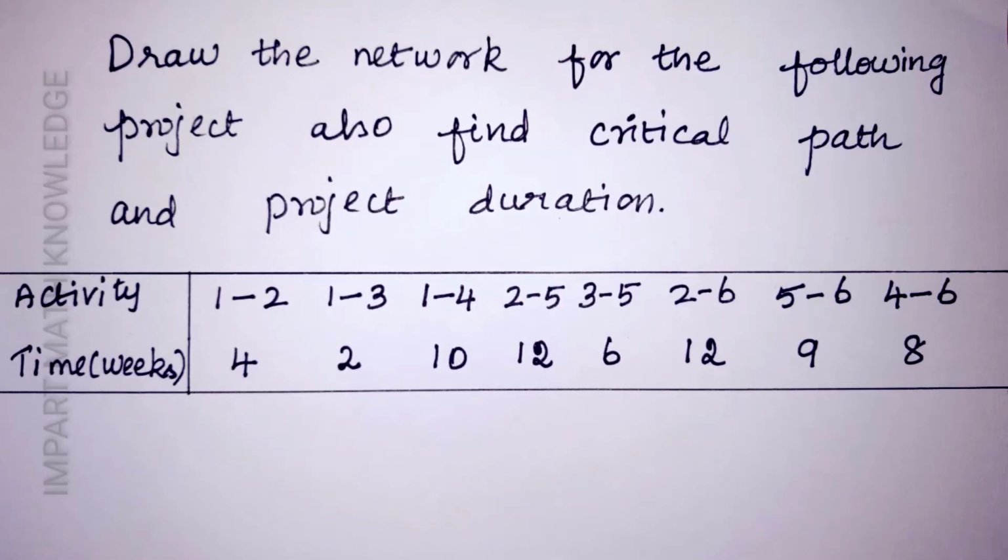Let me explain the network diagram with a simple example. Draw the network for the following project. Also find the critical path and project duration. Here the activity and the corresponding duration is given. We have to find the project duration for this particular problem. First we have to draw the network diagram.